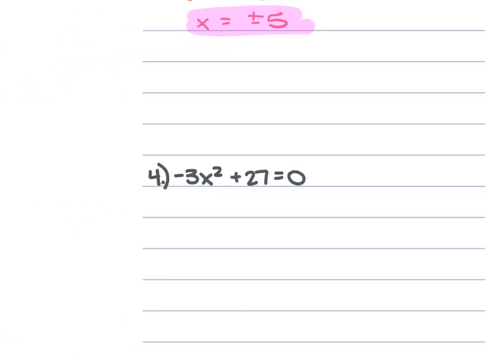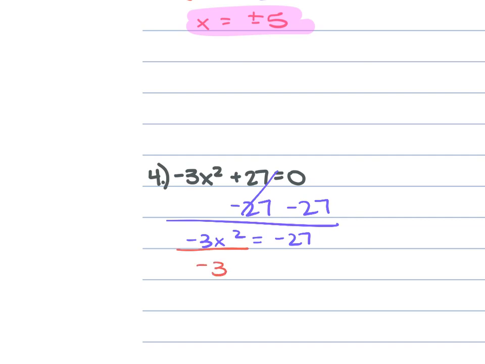For 4, we have negative 3x squared plus 27 is equal to 0. So we're going to subtract the 27 from each side. We get negative 3x squared is equal to negative 27. Then we divide each side by the negative 3. So x squared is equal to 9. And we take the square root of both sides, so x is equal to plus or minus 3.